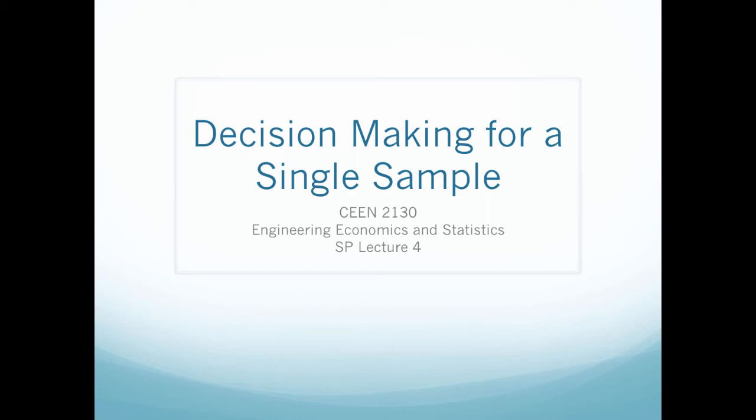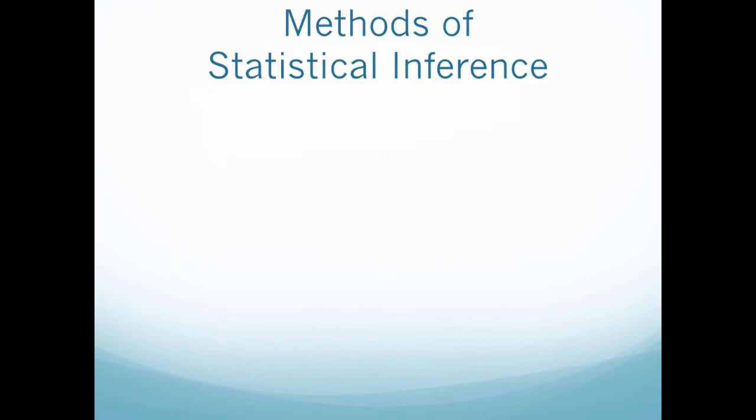Welcome back to our Chapter 4 lecture on Engineering Economics with Statistics and Probability. In order to proceed with our discussion on inferential statistics, we're going to look at two different methods of inferential statistics. The first is point estimation, and the second is hypothesis testing.